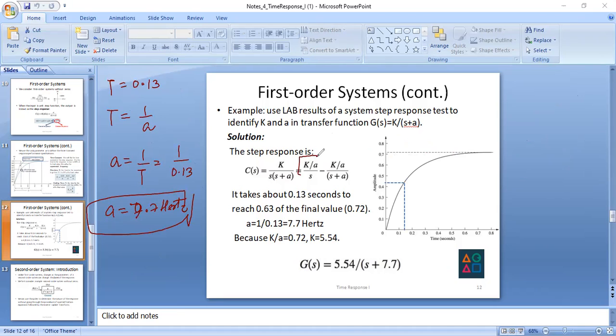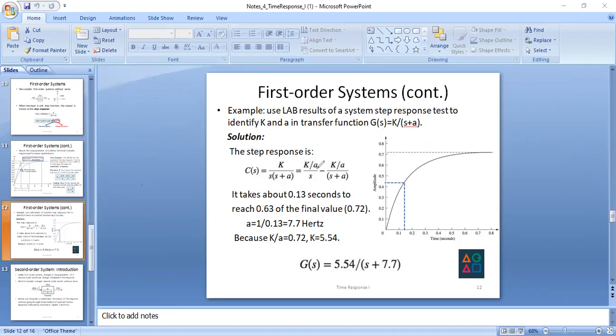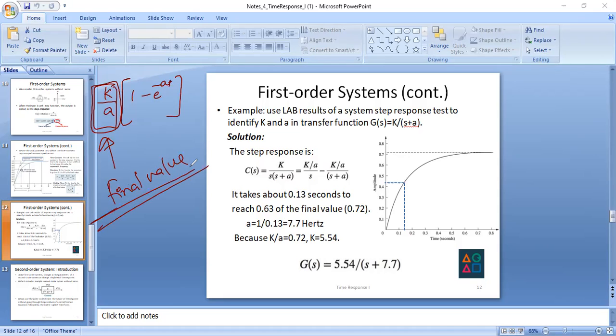Now you have to find K by A, where you also have to find the value of K. How will you find it? Here you get K by A times (1 minus e to the power minus At). So this amplitude is always your final value. From this graph, what is your final value? 0.72. So K by A is 0.72, K is 0.72 A, so it would be 5.54.